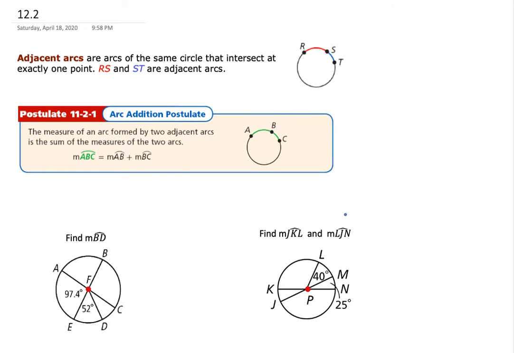Adjacent arcs are arcs of the same circle that intersect at exactly one point. So for instance, RS and ST are adjacent arcs. They touch. The measure of an arc formed by 2 adjacent arcs is the sum of the measure of the 2 arcs. This is why I just threw it on there because it's supposed to be on there, but it makes sense, right? AC is the same thing as AB plus BC.